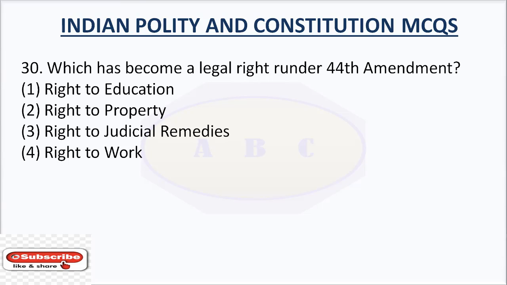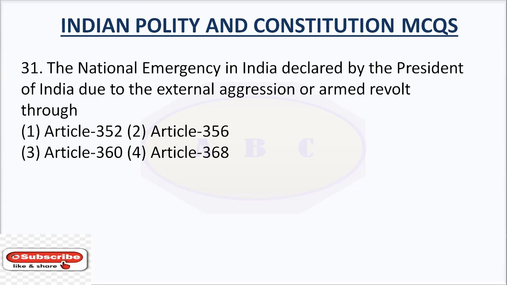The right answer is 323A. Question number 30. Which has become a legal right under the 44th Amendment? Option number 1, right to education; option number 2, right to property; option number 3, right to judicial remedies; option number 4, right to work. The right answer is right to property.